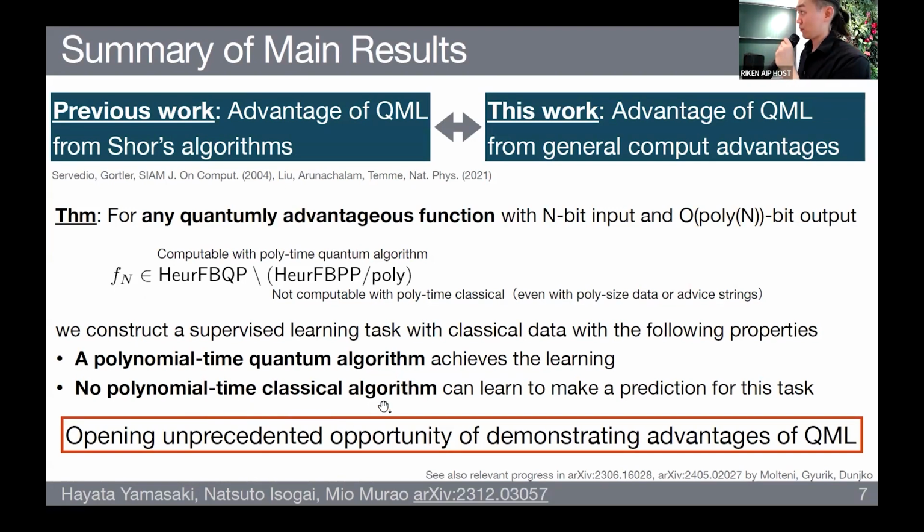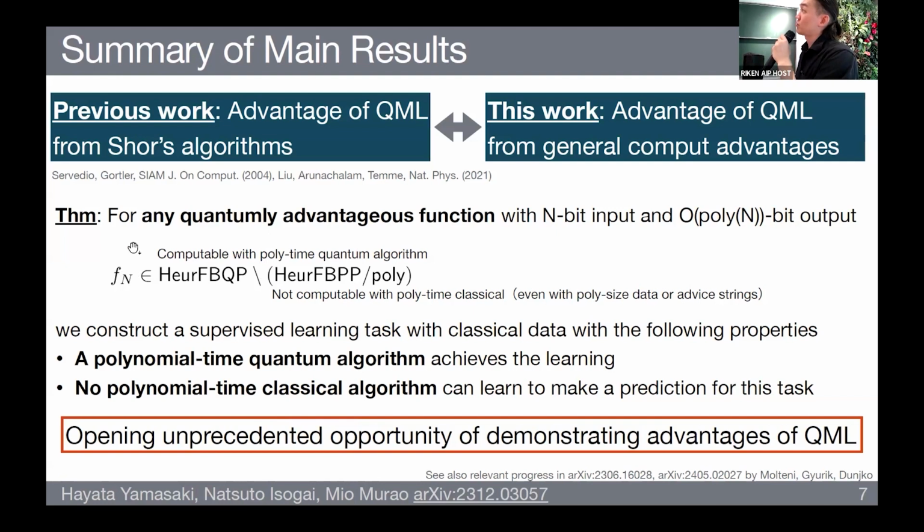What we have shown is that in principle, suppose we can learn and make predictions for this task, then we can compute the computationally hard function classically. So this is basically impossible. So we have proven this.